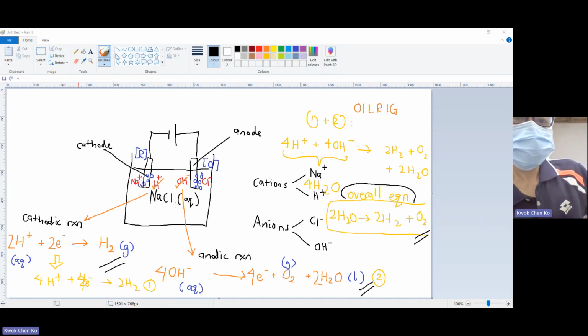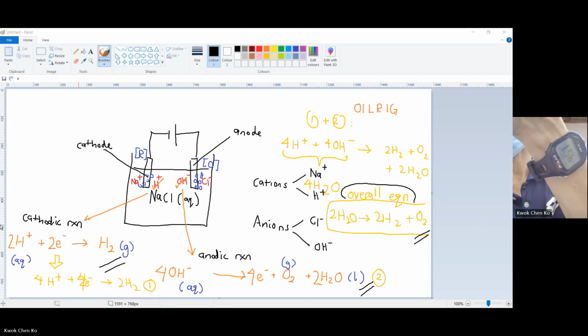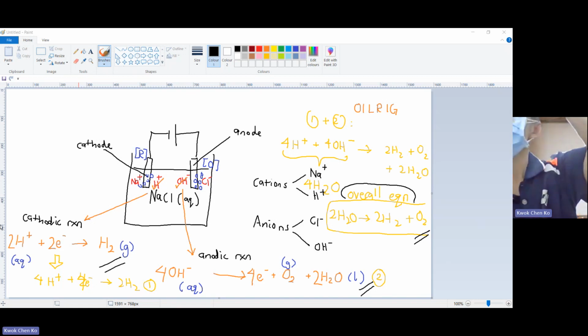Okay, now the question: why do people even want to do this? They want to get Cl2 gas and sodium metal. Cl2 for what? Cl2 can be used for other reactions to produce plastics, acid, and so on. In case they ask about that.